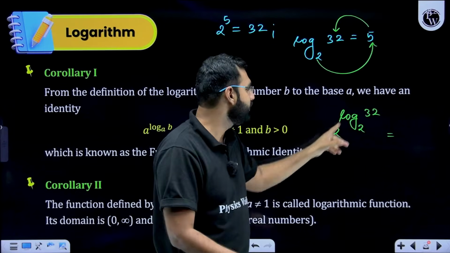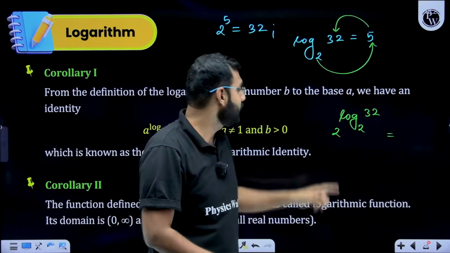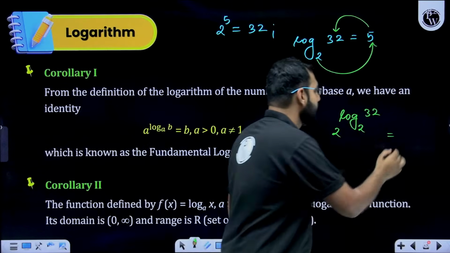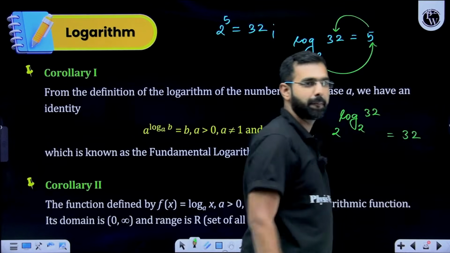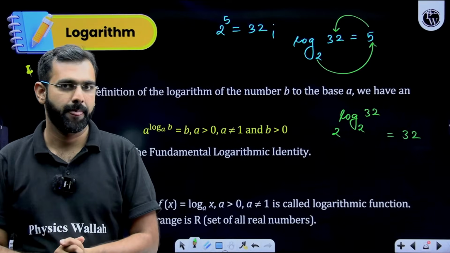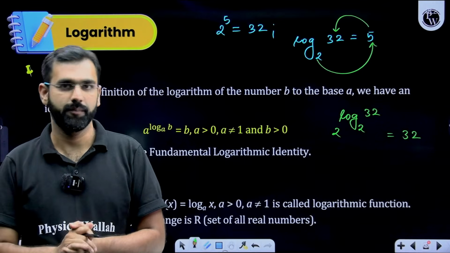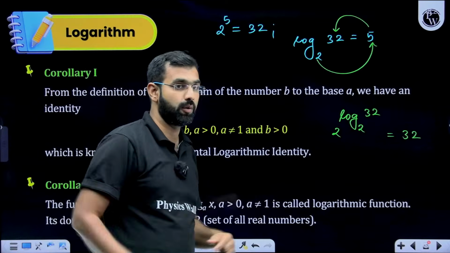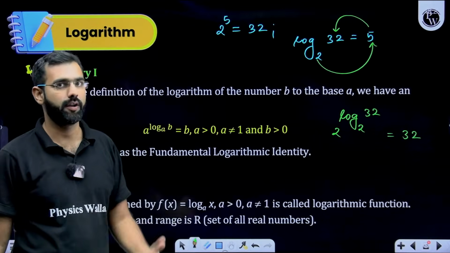So 2 is raised to that power only. And if 2 is raised to that power only, that means it gives you 32 here. Did you understand what I have just said? The fundamental property of logarithm. If you did not, do write in the chat box. I'll re-explain this part in a clearer manner.